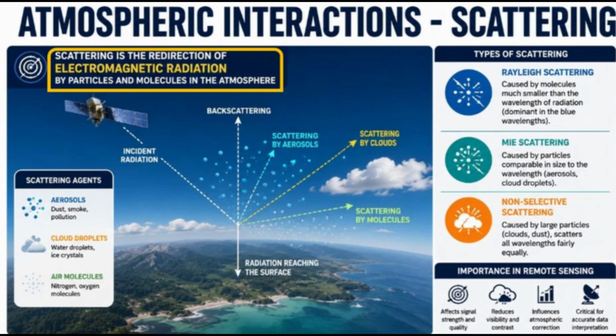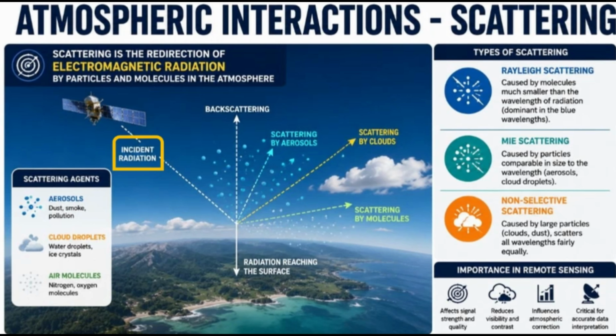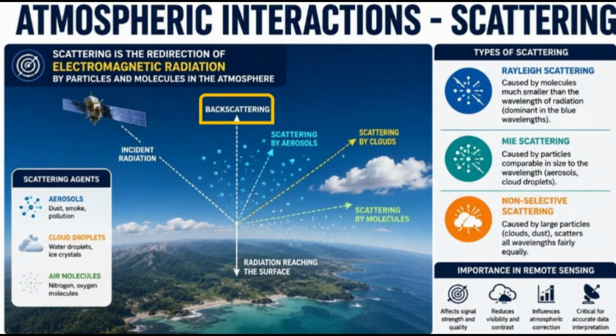What is scattering? Scattering is the redirection of electromagnetic radiation by particles and molecules in the atmosphere. We have learned that there is the incident radiation from the sun, and when we have the incident radiation from the sun, there is what is called backscattering.